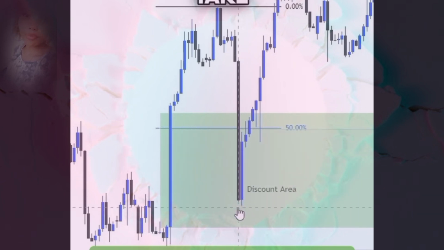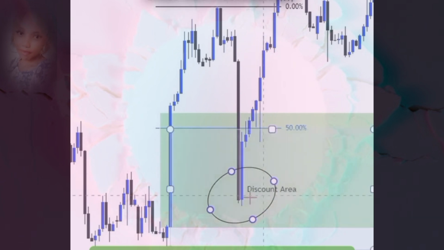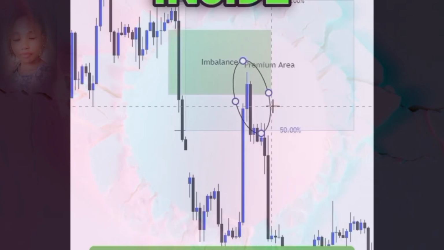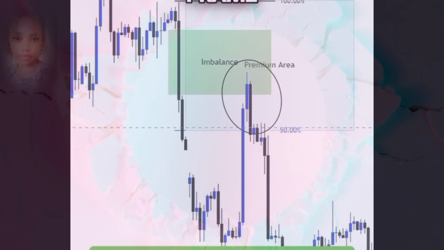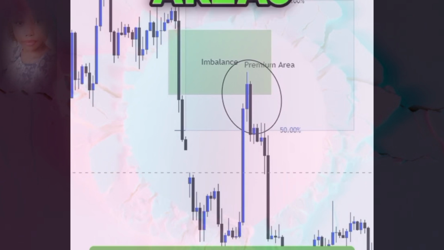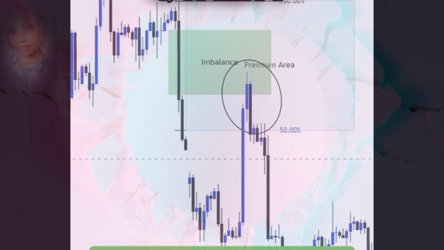You can either take trades straight off this area of imbalance, or you can look for opportunities inside this discount area and inside this premium area on a smaller time frame. Give yourself a little rule that basically says you are only going to look for areas of imbalance or order blocks inside premium areas or discount areas. That will start giving you much higher quality setups.